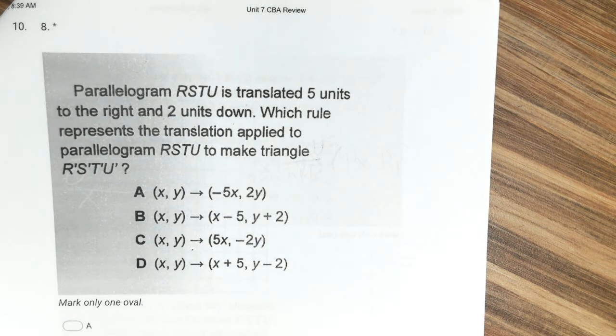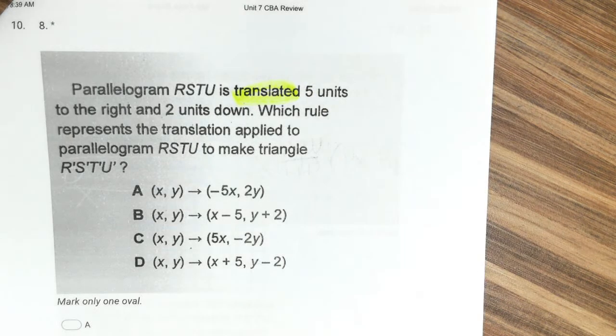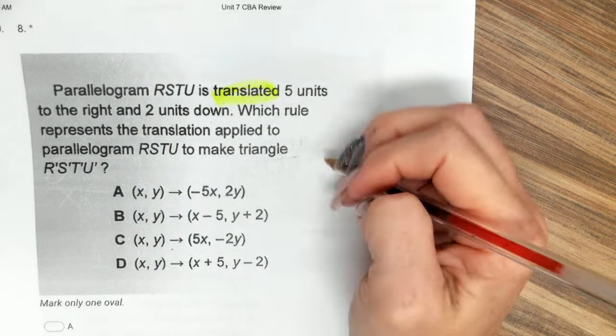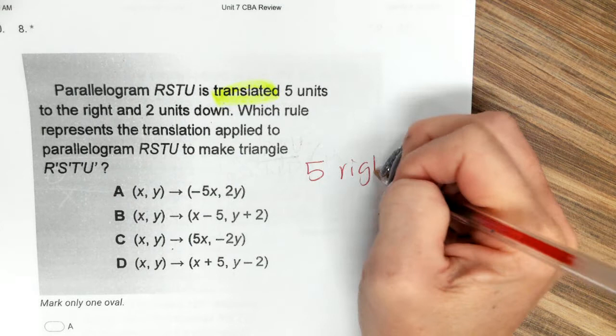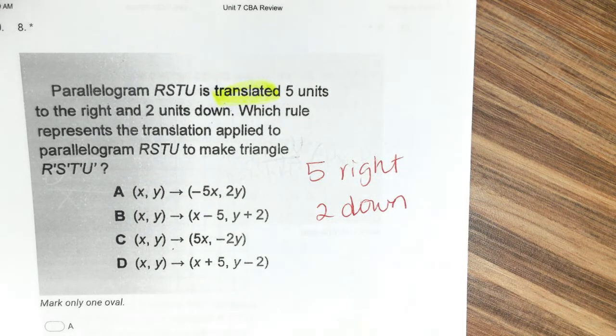Parallelogram is translated. There's my clue word. And I'm going to write down on my answer document: 5 right, 2 down. Before I do anything, I'm going to get rid of any answer choice that's not a translation rule. Translations are adding and subtracting, yes? So which answer choices can I mark out?